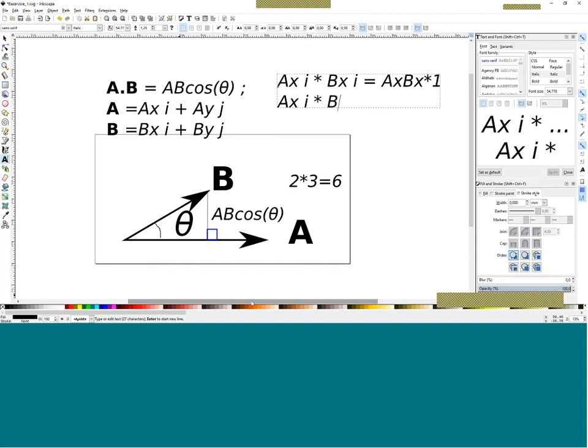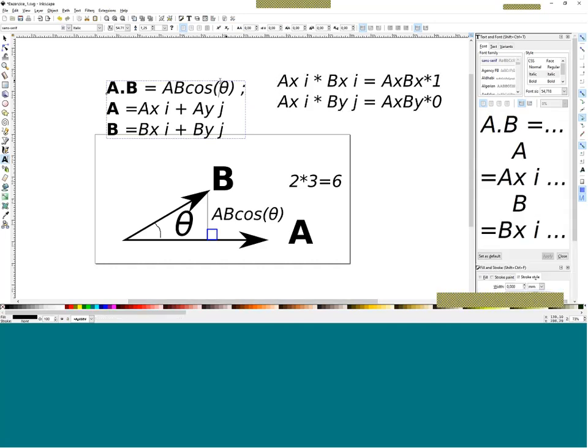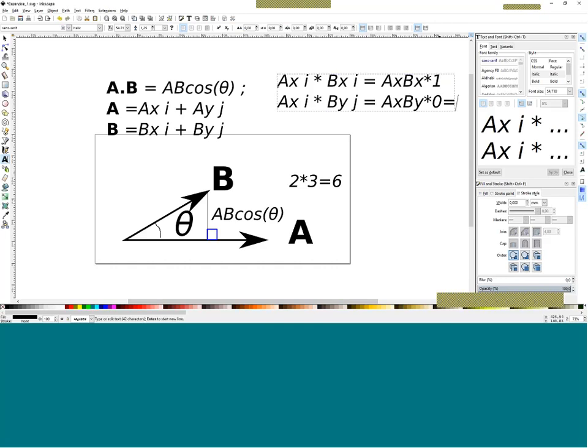If I take i and multiply that with j, then I will get a_x b_y, but that will be multiplied by 0. That is simply because the angle between them is 90 degrees, and the cosine of 90 for anything that is orthogonal to the other is 0.